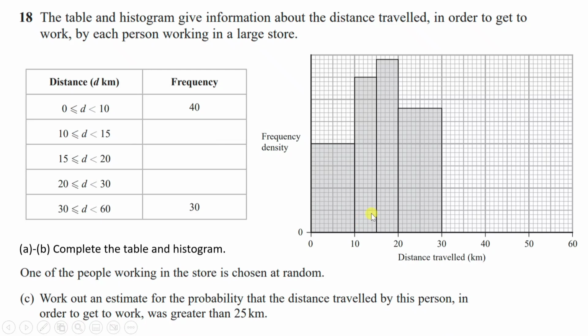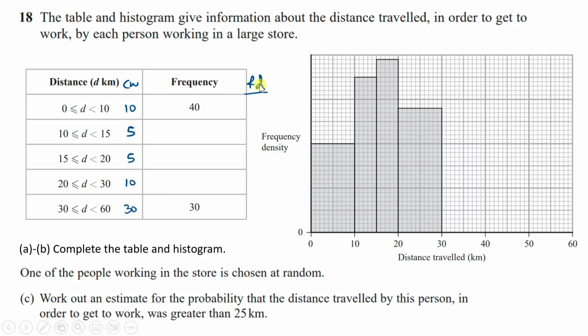Now, usually for these kinds of questions, guys, I always like to add two more headings. The two of them are class width and frequency density. Frequency density is literally the height of the histogram, and class width is just the difference between these numbers. So this is easy to calculate. For class width, 10 take away 0 is 10. And then for the rest of them, you get 5, 5, and so on. So you should get all of these numbers.